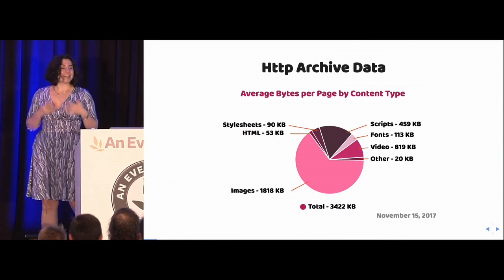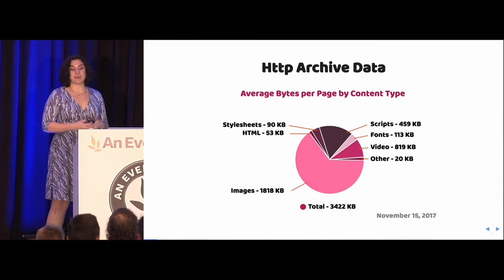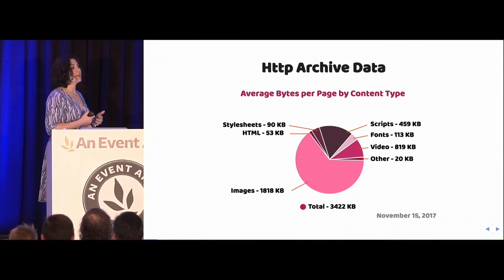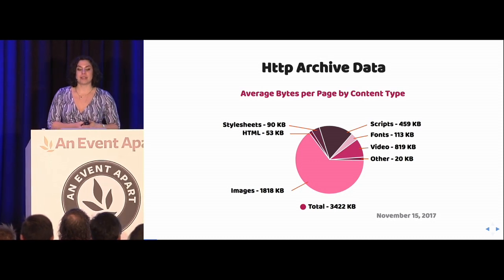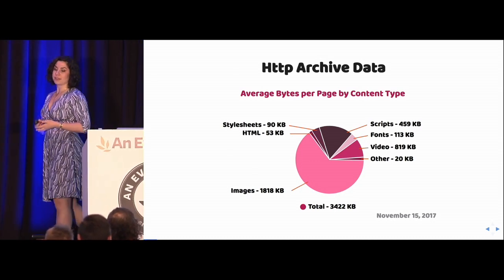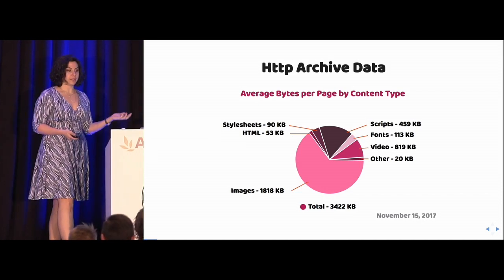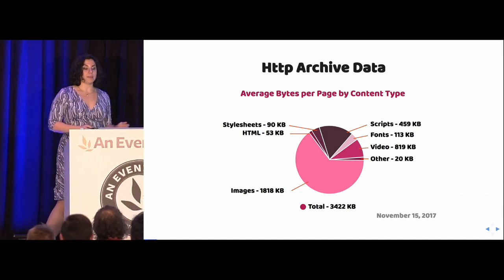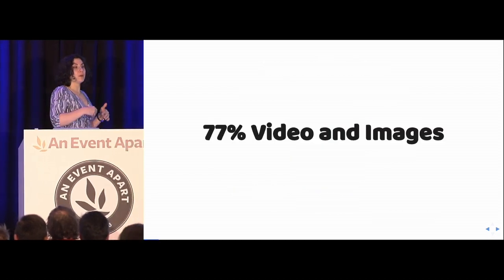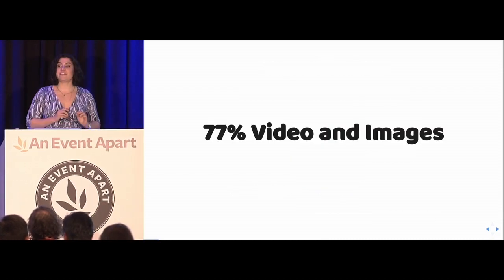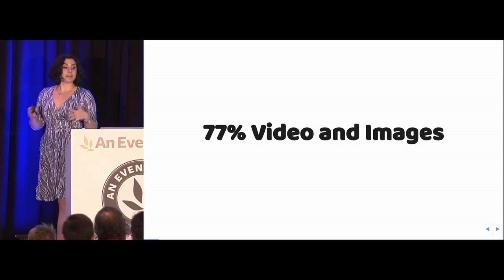So if we look at the data, this is the latest run from the HTTP archive. You can see that the average website is sending 3,422 kilobytes on initial load to our users. And out of that, 1,018 are images, and then videos, 819 kilobytes. So 77% of what we're sending are media assets, and 53% of what we're sending are images.